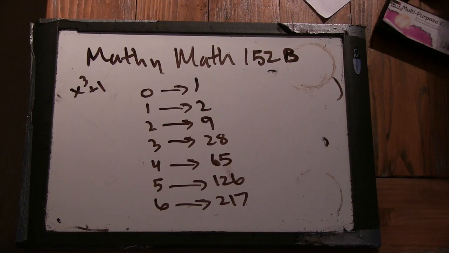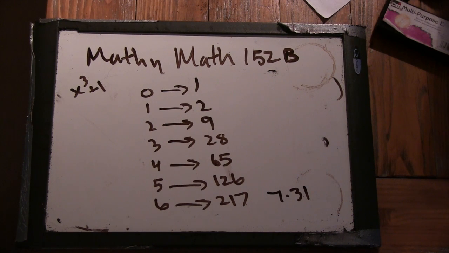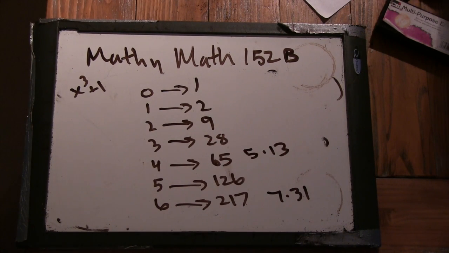It's interesting this is divisible by 7. It's 7 times 31. That might be helpful. There's only one way to factor that. How about 65? There's only one way to factor that. It's 5 times 13. 126, that's 6 times 21. Might be more than one way to do that.